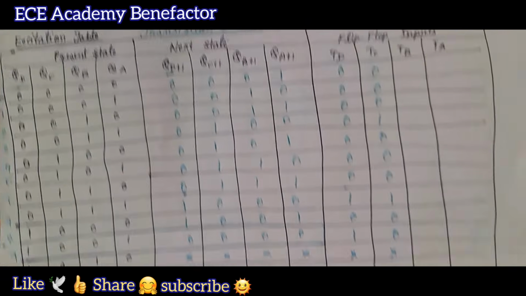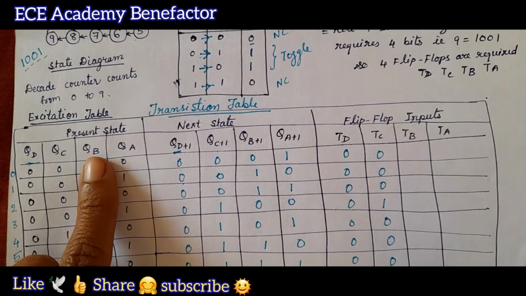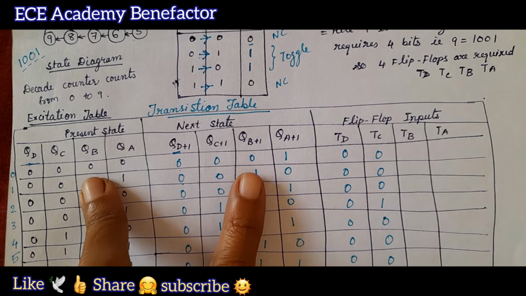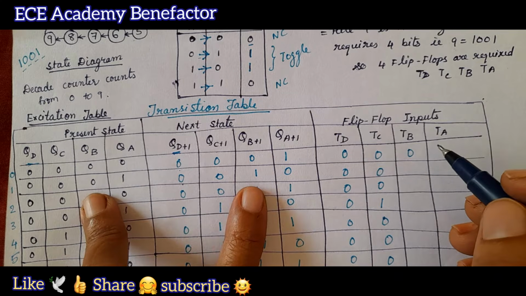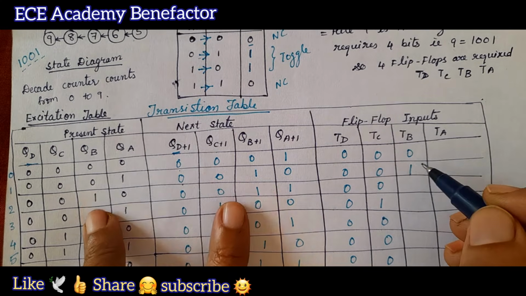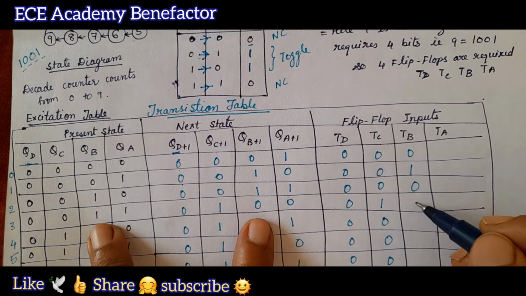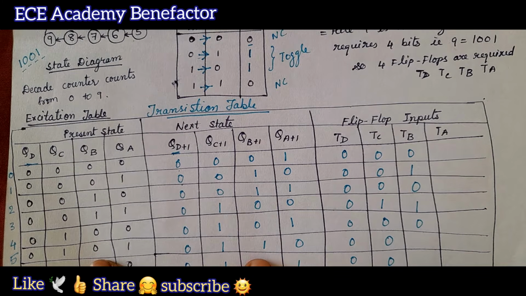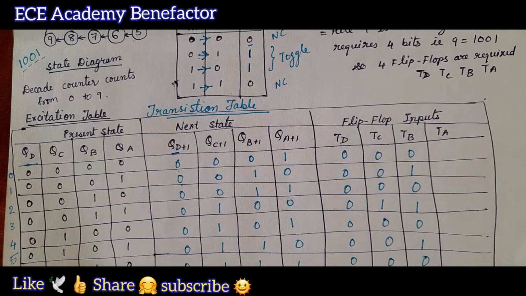Okay, now let us see the column for TB. For filling the column for TB, what we need to see? QB and QB plus 1, these two columns. So, now for the first state, both are 0, 0. 0, 0 means no change, so it will be 0. 0, 1. For 0, 1, 1. 1, 1, no change, so 0. This is 1, 0, change, 1. 0, 0, no change, 0. 0, 1. For 0, 1, 1. For 1, 1, no change, 0.